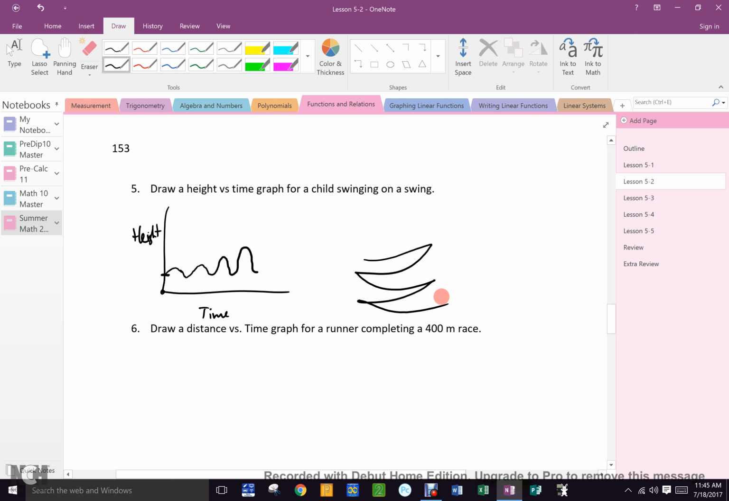Do you have any idea how many tests I've marked where the kids have told me that's the graph of a kid on a swing? Because apparently that kid is swinging so fast he's in hyperspace and is going back in time. Because kids don't listen.